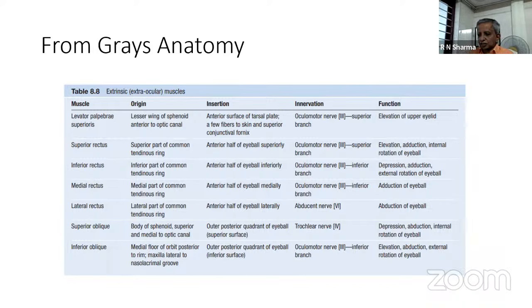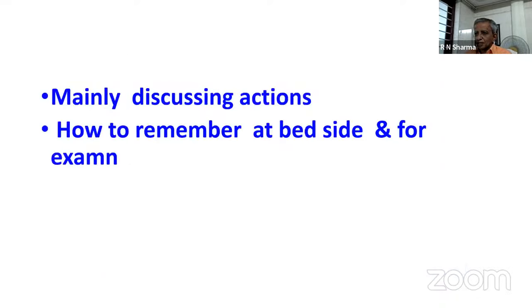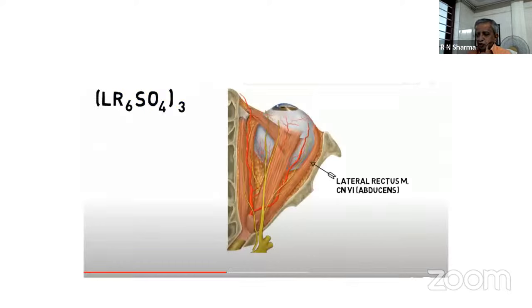We will come to insertions later because it is bearing on the actions which we are going to learn. So today we'll be discussing mainly actions, how to remember them at the bedside and for examination purposes. So this is the orbit. This is the medial part, this is the lateral part, this is the lateral rectus, this is the medial rectus, and the superior oblique is coming and going after going through the trochlea.